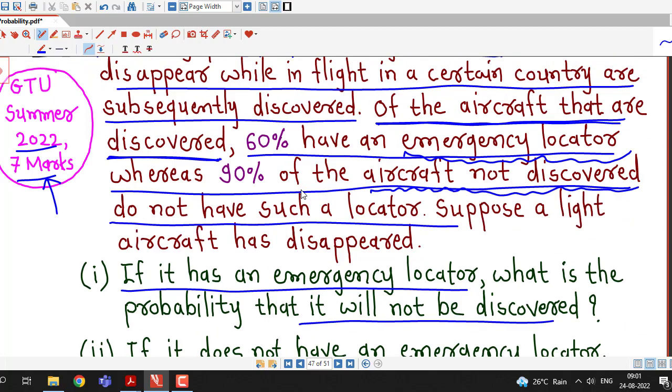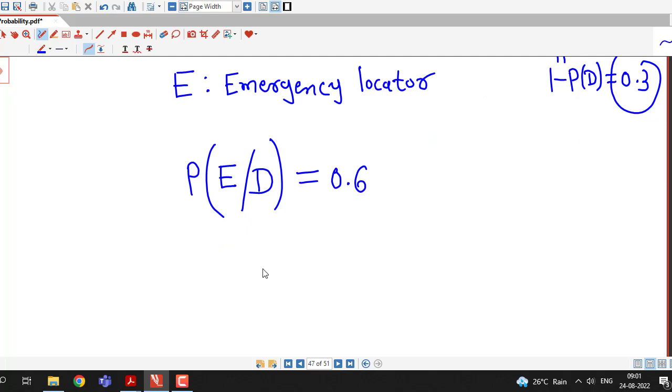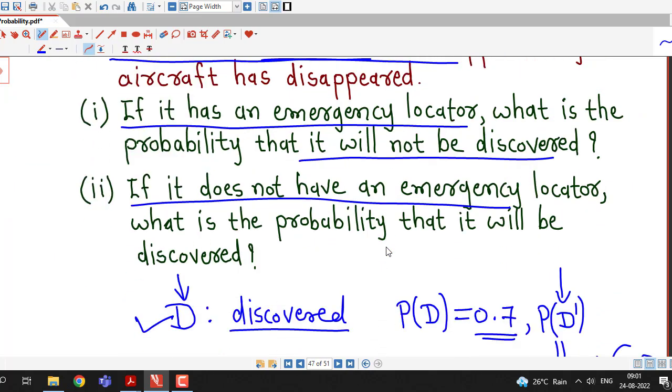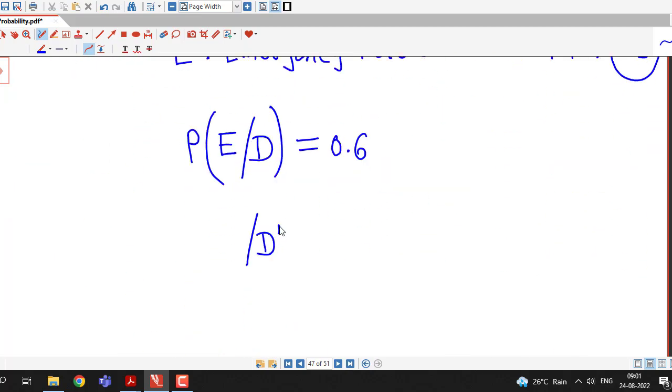Similarly, it is given that 90% of the aircraft not discovered do not have such a locator. That is, it is given that the aircraft is not discovered, that is D dash occurs, and the aircraft does not have such a locator. That is, if the aircraft is not discovered has occurred first, the probability that the aircraft does not have an emergency locator is given as 90%, that is 0.9.